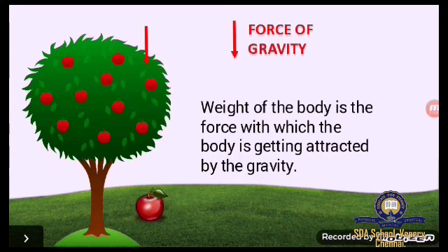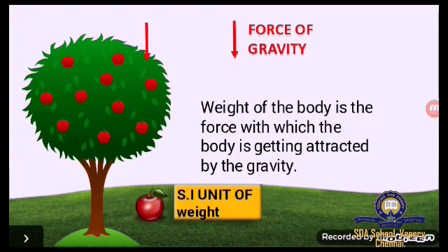The gravity varies on Earth and on Mars. It differs in each planet. Okay? The gravity differs in each planet, so the weight also differs in each planet. The SI unit of weight is what? It's Newton. Why? Because the SI unit of force is Newton. That's why the SI unit of weight is Newton.